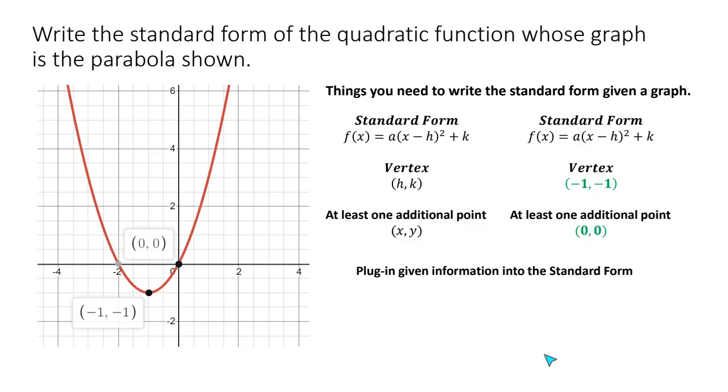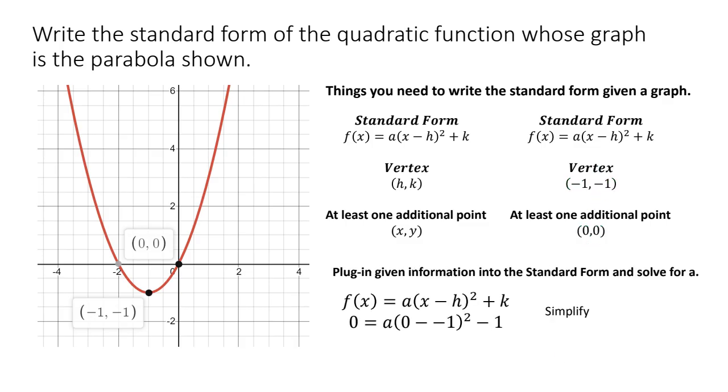So once you have these, we can plug it into the standard form. So I have f of x. Remember, f of x is y. So in my point, y is 0. And then I have a, and then I have x. x is 0 in the point that is given, minus h. h is -1. And then k is -1.